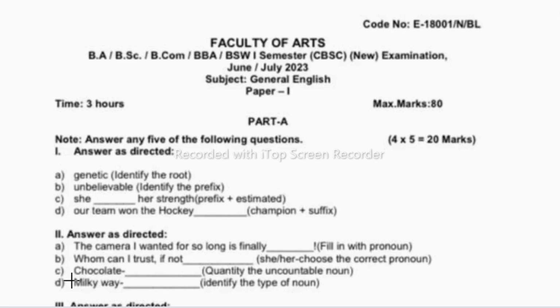Next one, 'chocolate'. Here, if you get an uncountable noun, you have to make it countable. How can we make an uncountable noun countable? We need to add some phrases before it, some words, so that we can make it countable. Suppose you get 'juice'. Juice is an uncountable noun, so you have to write 'a glass of juice' or 'a bottle of juice' to make it countable. In the same way, we have 'chocolate'. How can we make it countable? We can write 'a bar of chocolate' or 'a piece of chocolate'. In this way we can make an uncountable noun countable. You need to add some words before it.